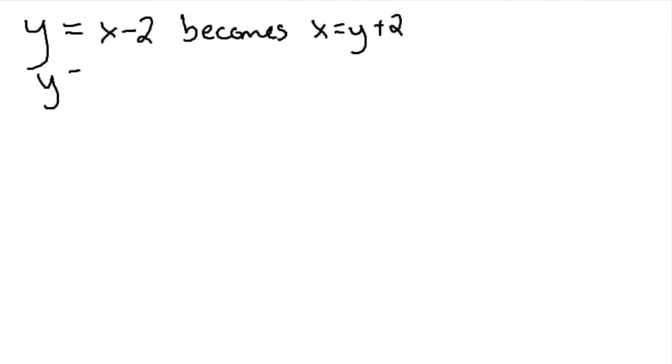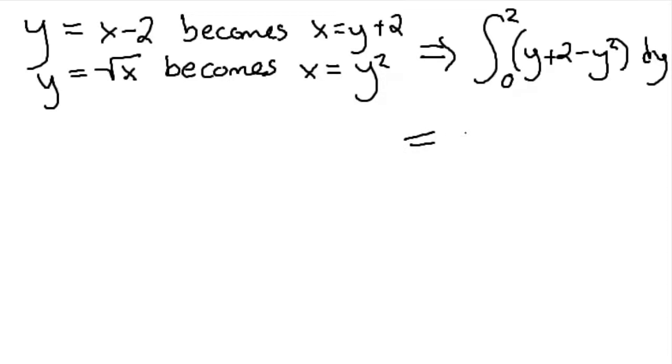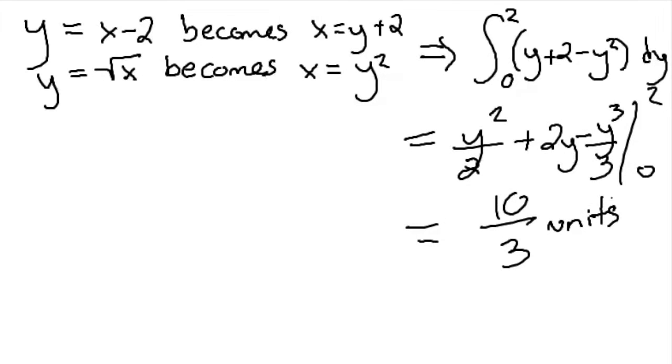So when integrating with respect to y, you want to rewrite your equations in terms of y. So y equals x minus 2 becomes x equals y plus 2, and y equals radical x becomes x equals y squared. Then you can write your integral. So your limits are 0 and 2, and you write y plus 2 minus y squared. Remember to do this with respect to y. Then you solve your integral, and your final answer should be 10 over 3 units squared.